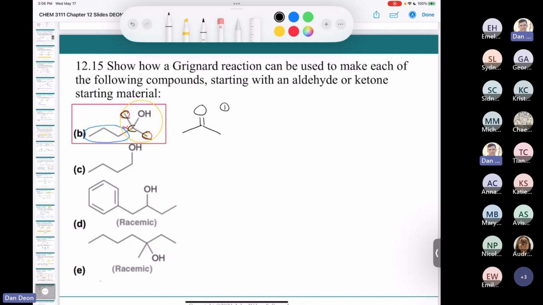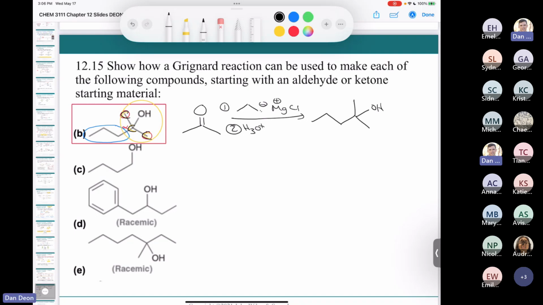And then in step 1, I'm going to treat it with propyl magnesium chloride. And then in the second step, I'm going to treat it with water or aqueous acid. And so that is going to give me 1, 2, 3 from my propyl group, my alpha carbon, 1, 2 methyl groups, and my hydroxyl group, like that.